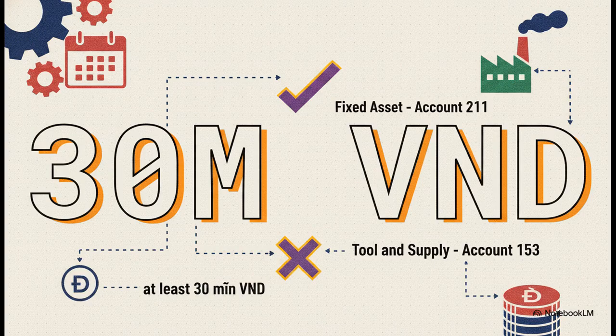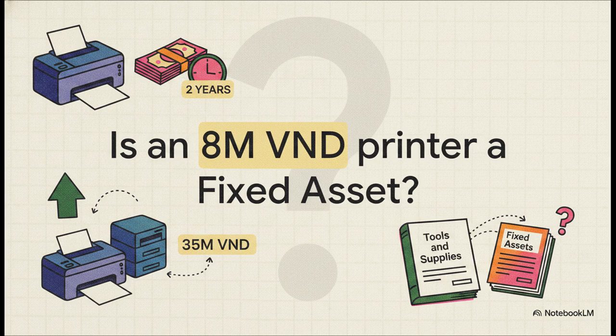No exceptions. All right, let's test that logic with a quick brain teaser. Imagine Fuquay Plastics buys a small office printer for 8 million VND, and it has an estimated useful life of 2 years. Is this a fixed asset? Think about it for a second. The useful life is over 1 year, right? So condition 1 is met, but the cost is only 8 million, which is way below our 30 million threshold. So no, it fails the test. It gets recorded as tools and supplies.